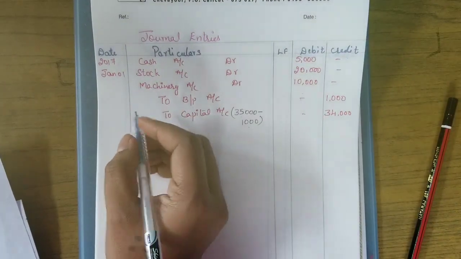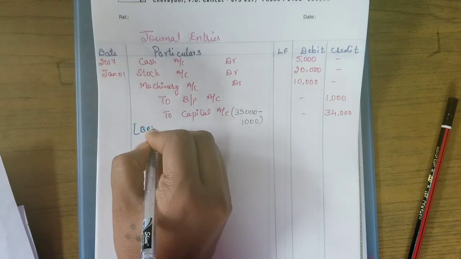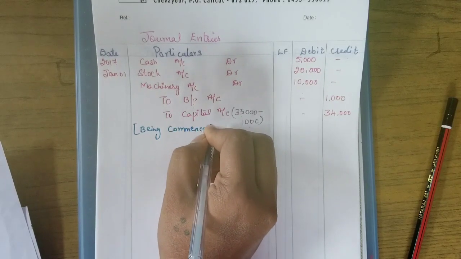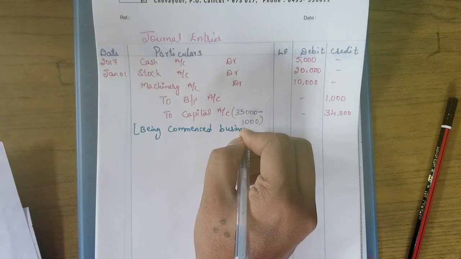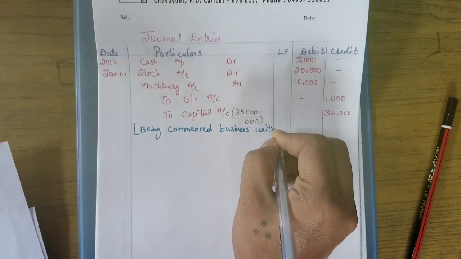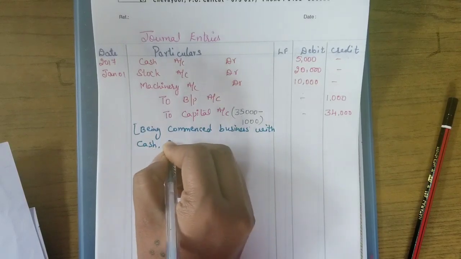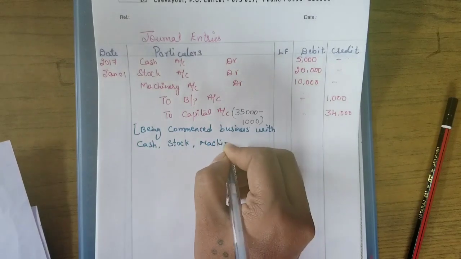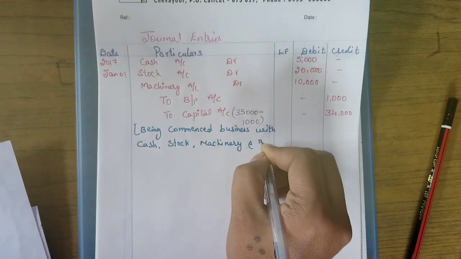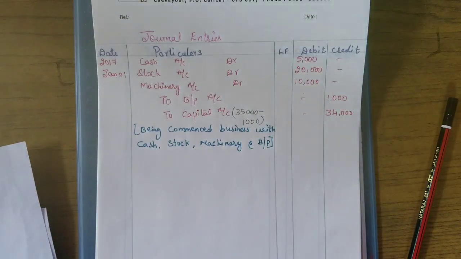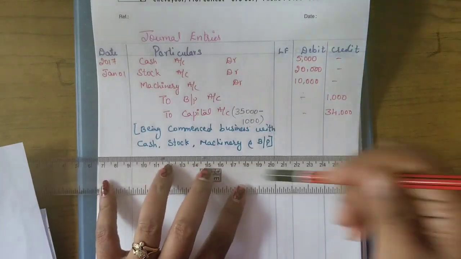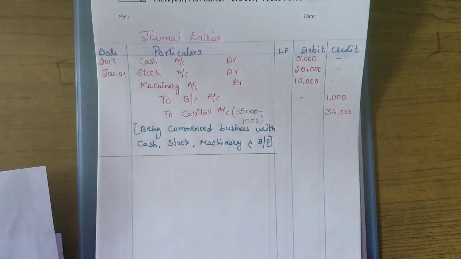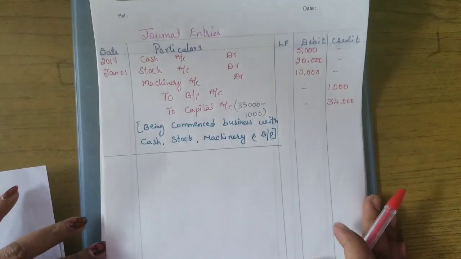Okay, narration for this: being commenced business with cash, stock, machinery and bills payable. Okay, draw the line. So this carries 2 marks. This entire entry carries 2 marks. Usually compound entries will be given 2 marks for each compound entry.